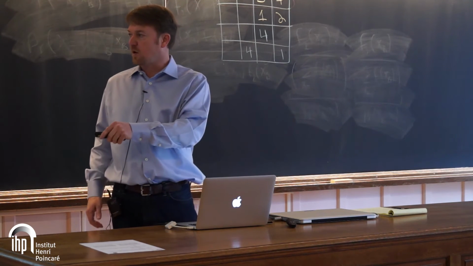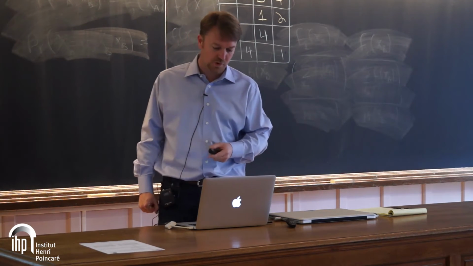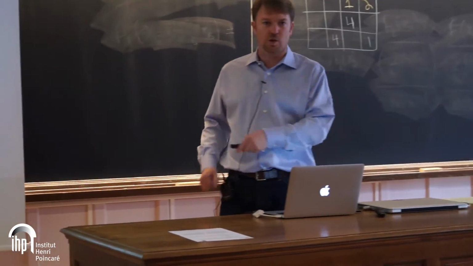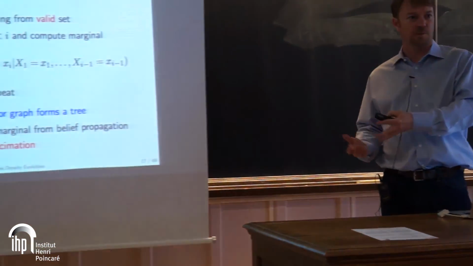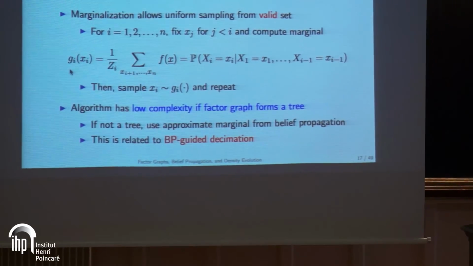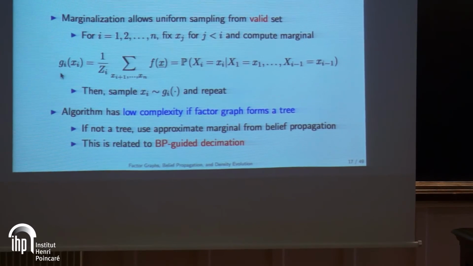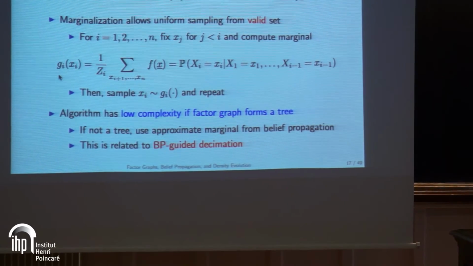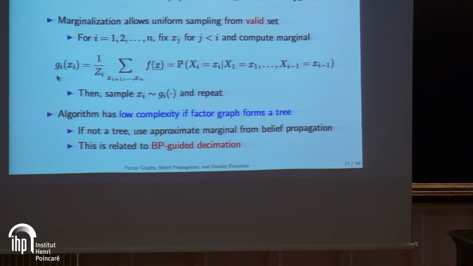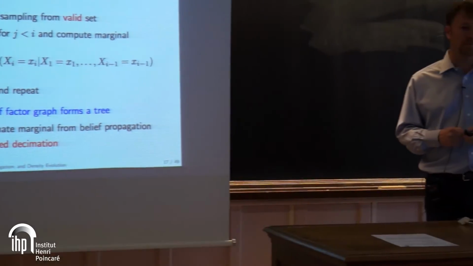So I'm not going to do the full sum, but I'm going to have some low complexity way to approximate that marginal. Then I can use the same idea, right? I can approximate the marginal for x1. I can sample x1. I can approximate the marginal for x2, given x1 and sample, and so on. And this is not exactly, but this is very similar to the idea of BP-guided decimation as a way to solve SAT. So we would use belief propagation, which we'll hear more about shortly, to guide our choices to decimate or choose variables in the SAT problem.